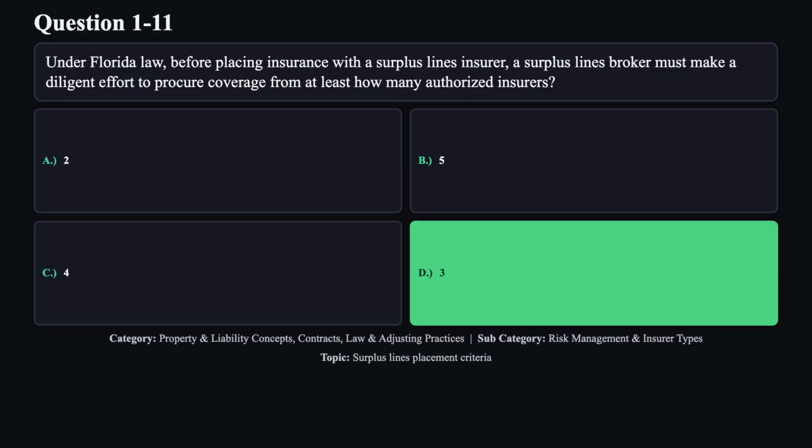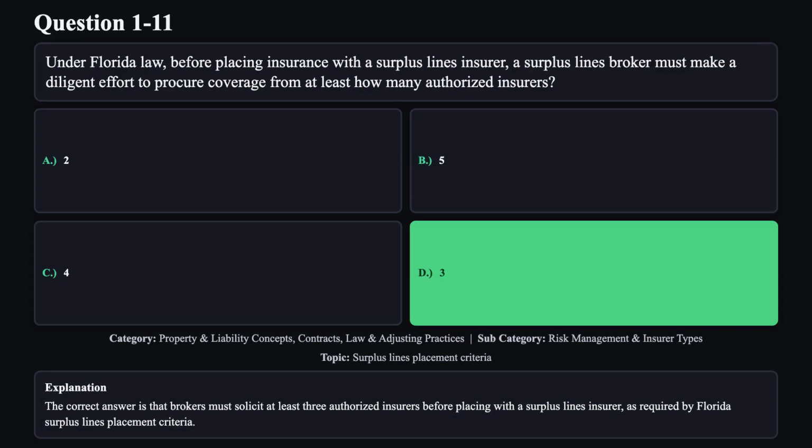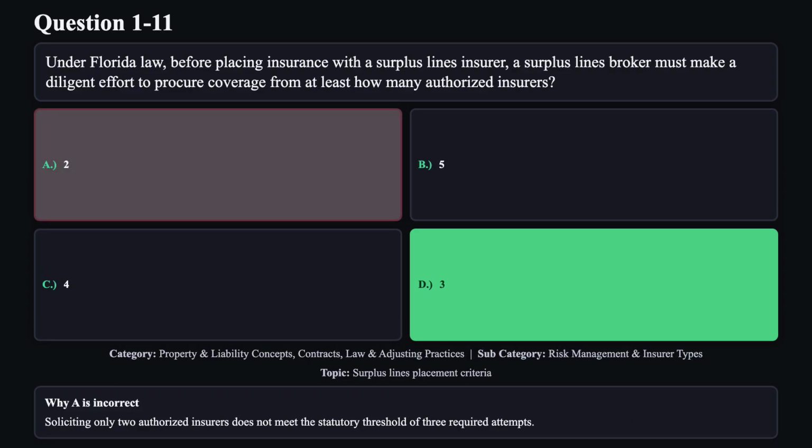The correct answer is D. The correct answer is that brokers must solicit at least 3 authorized insurers before placing with a surplus lines insurer, as required by Florida surplus lines placement criteria. Reason A is not correct. Soliciting only 2 authorized insurers does not meet the statutory threshold of 3 required attempts.